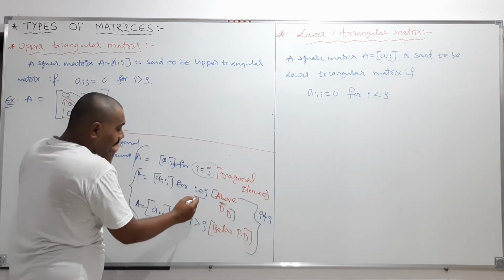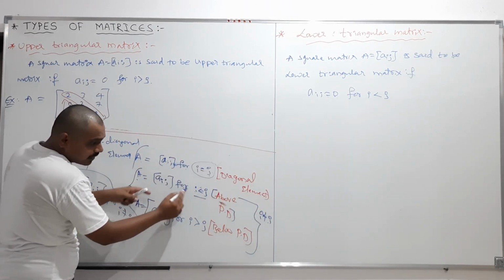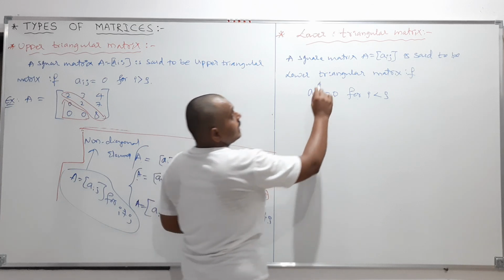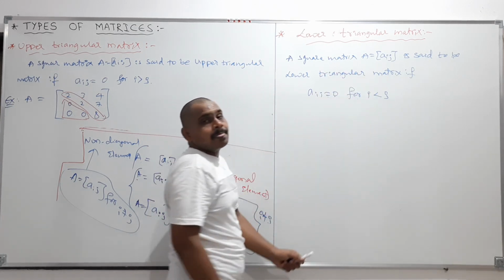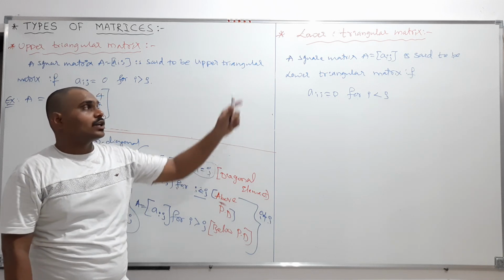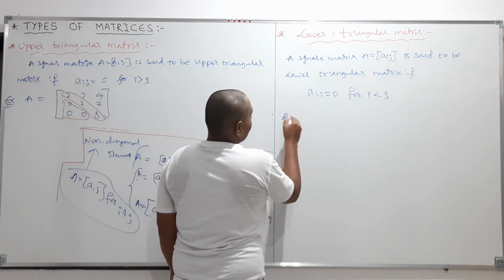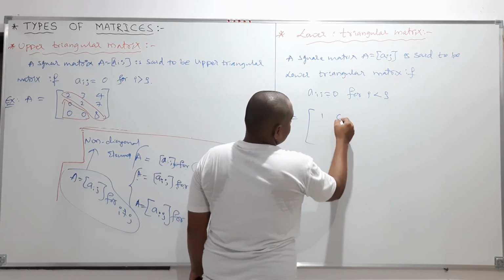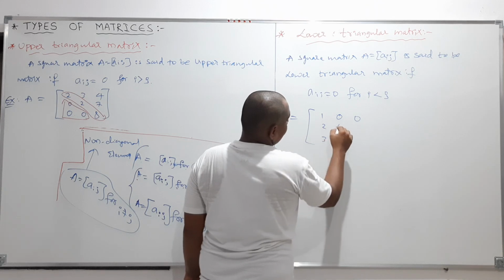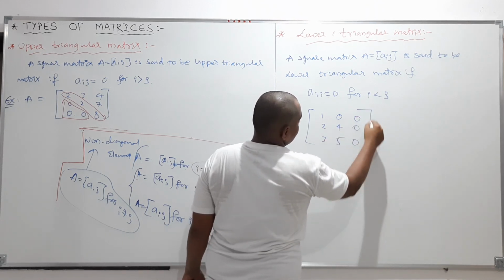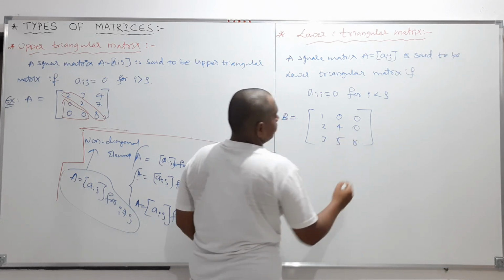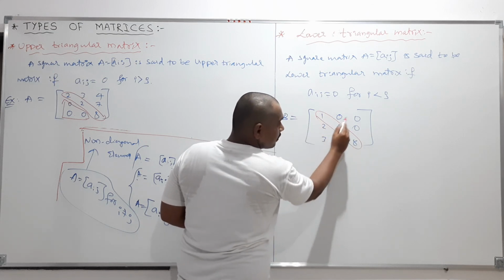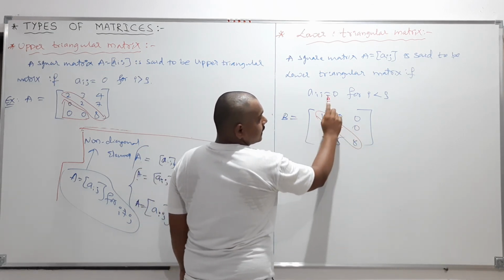So first we should understand i less than j. Aij for i less than j means what? It indicates above the principal diagonal. So in any square matrix, if the elements above the principal diagonal are 0, then such a matrix we can call the lower triangular matrix. You can take an example: 1 0 0, 2 3 0, 4 5 0. Yes, my dear students. What is the principal diagonal? This is our principal diagonal. So above the principal diagonal, all elements are 0. That is the condition.